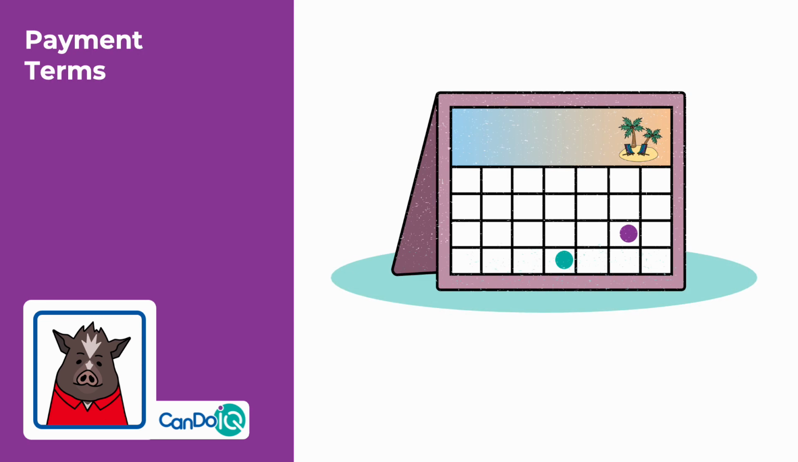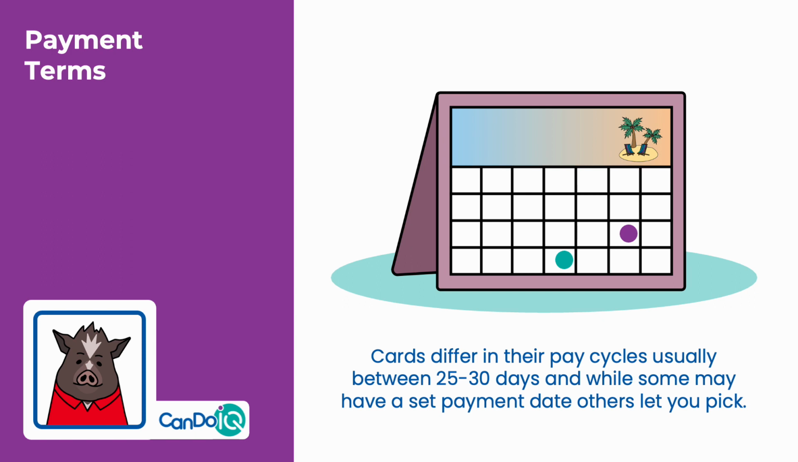Payment terms are not standard and may differ from one credit card to another. For example, some cards use a 25-day billing cycle versus 30, which means you will receive a bill more often. Some credit cards allow you to pick your payment date. This is helpful if you want to align your bills to be due after you receive your paycheck.